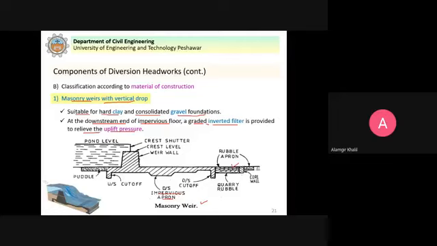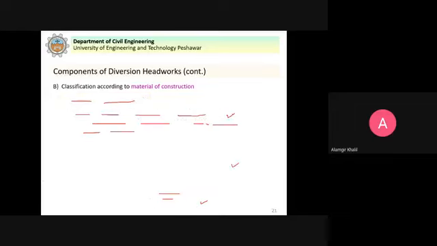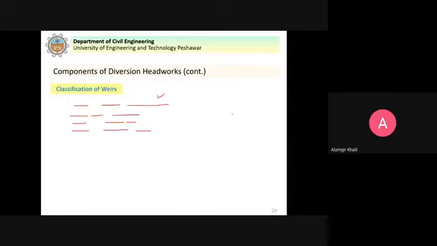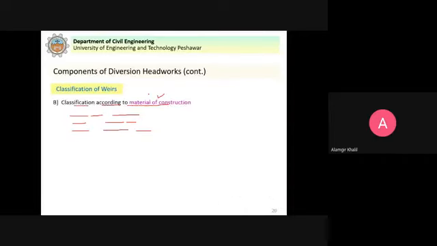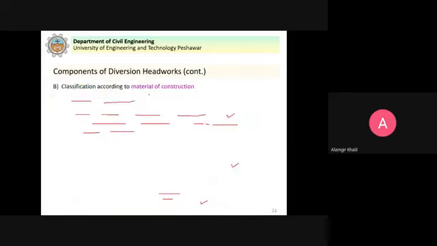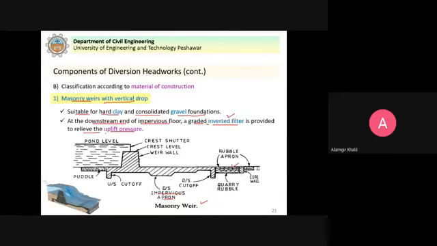As I already stated before, this uplift pressure arises due to piping. So the inverted filter is provided for this. You see here, this is block protection here, and this is the inverted filter here. So this is provided to relieve the uplift pressure. More detail you can find from the books on irrigation engineering.